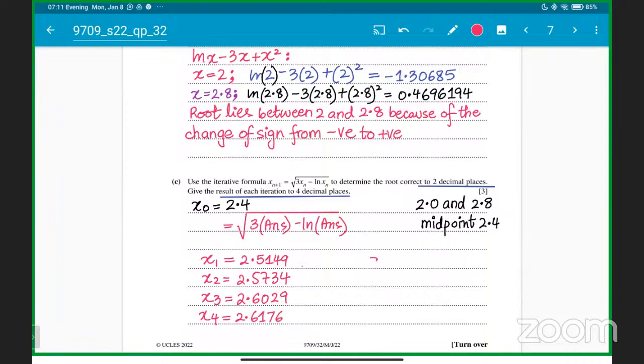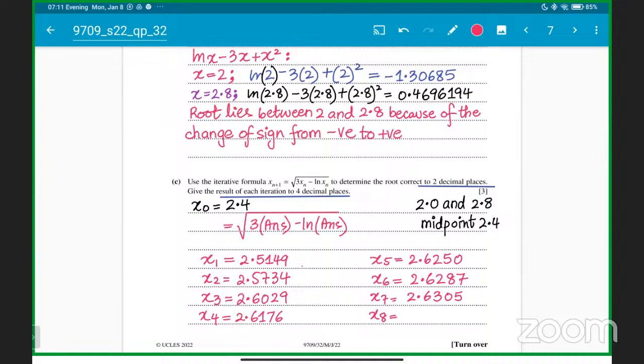2.6176. And then x5, the fifth, is 2.6250. The sixth value will be 2.6285, sorry, 2.6287. And similarly go on like this until you find similarity, starting 2.6305.